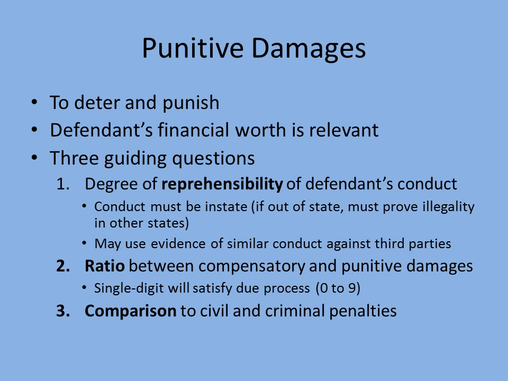Now, when that award comes in, there's 3 guiding questions you'll look at. The first is the degree of reprehensibility. And that's the most important because you want to look at the defendant's conduct. So when doing that, you want to confine that conduct to what's happened in the state that you are in. You can try to argue it out of state. The Supreme Court has come down, as we saw, and limited that to in-state. And if you went out of state, you have to prove that this same conduct was illegal outside the state. So make your life easy, keep it in your state.